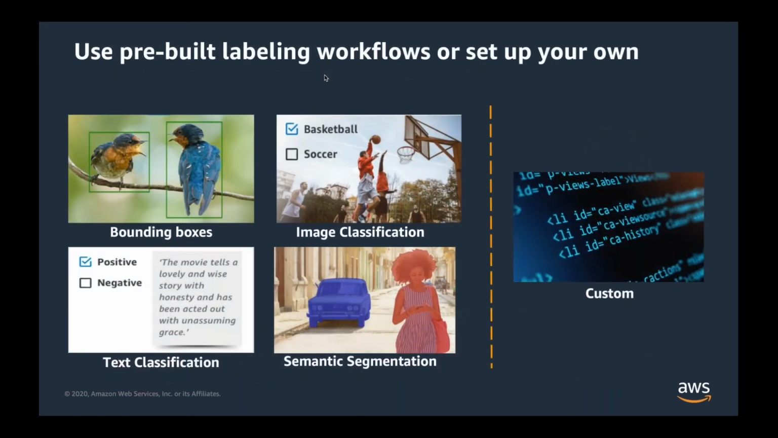So for quickly labeling that data, Ground Truth gives you these pre-built labeling workflows, right? You can see a portion of them here on this slide. It gives your labelers the ability to quickly draw bounding boxes, classify images, classify text, and do semantic segmentation, so you know what an object is at the pixel level in an image. And if there's something that's not there with Ground Truth, you can create a custom template as well. I've seen this used for audio classification from our customers.